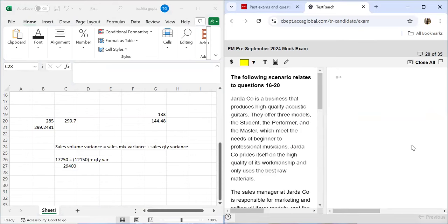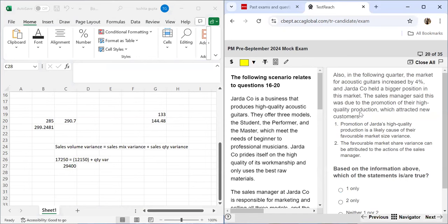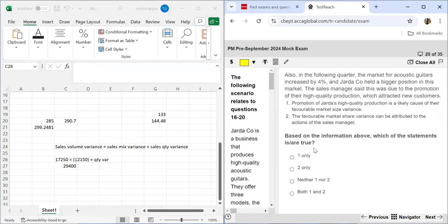Moving further, this is the last question pertaining to this scenario. Also, in the following quarter, the market for acoustic guitars increased by 4%, and Jarda company held a bigger position in the market. The sales manager said that this was due to the promotion of their high quality production, which attracted new customers. Based on the above information, which of the following statements are true? Number one, promotion of Jarda company's high quality production is likely a cause of their favorable market size variance. This statement is incorrect because market size is a planning variance, and planning variances depend upon external factors, not internal factors. So this cannot be true.